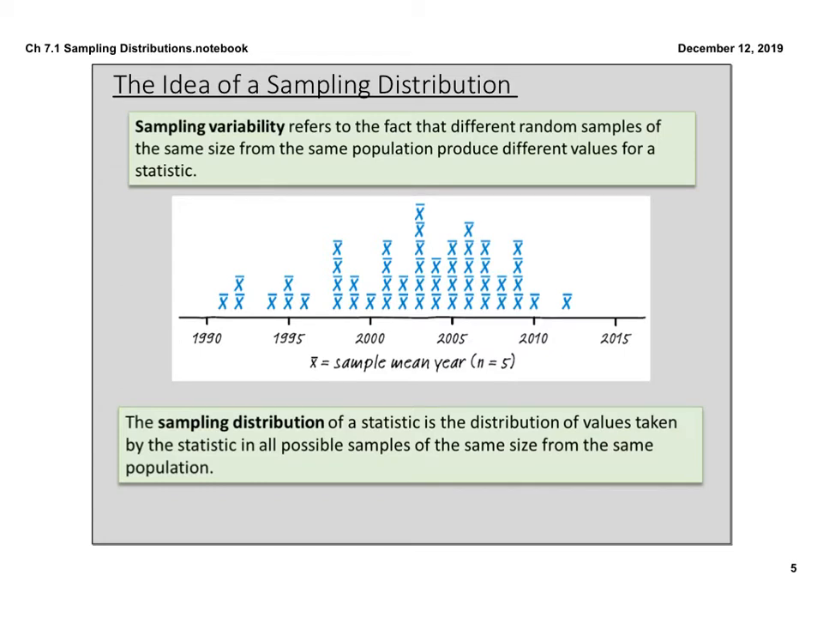The sampling distribution of a statistic is the distribution of values taken by the statistic in all possible samples of the same size from the same population. So when you are looking at a sampling distribution, you're looking at every possible combination of however big your sample size is. If I was pulling 100 people from Farmington High School, I'd have tons and tons of different varieties of pulling 100 people. There's tons of different ways that you could get 100 people in your sample from the students of Farmington High School. The sampling distribution would be a collection of all of those possibilities, okay?